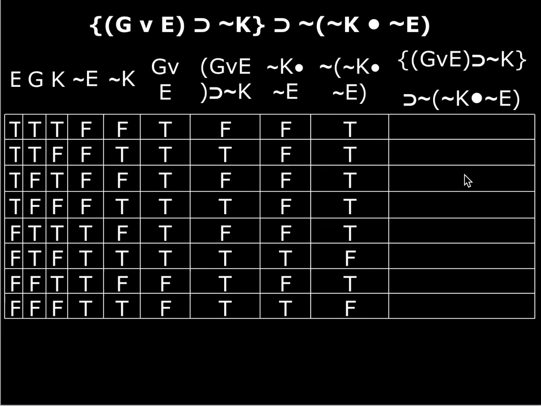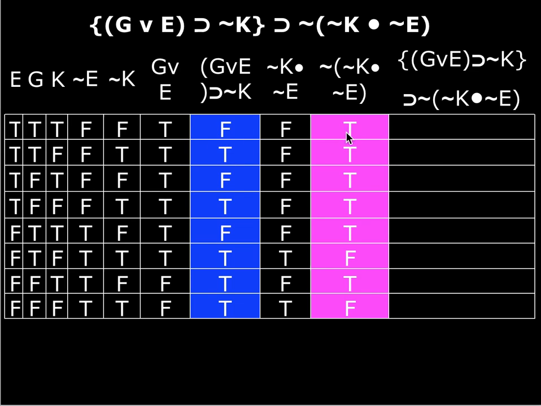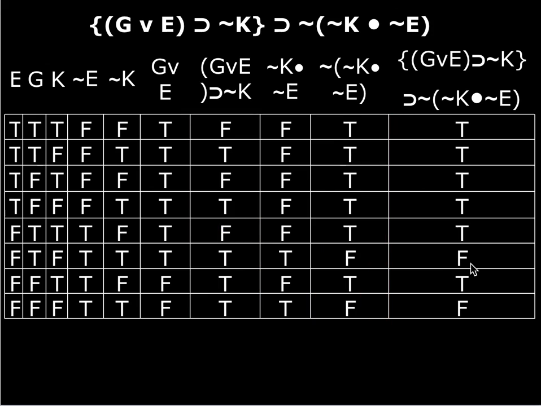Now finally, we have a conditional. The antecedent is this, G or E, then not K. So the antecedent is here, and the consequent is here. So antecedent is blue, consequent is kind of purple, violet. And I'm going to look for the combination that makes it false. True antecedent, false consequent. So true here, false there. Where do I have that combination? 6 and 8. So it's going to be false on 6 and 8, and it's going to be true everywhere else.